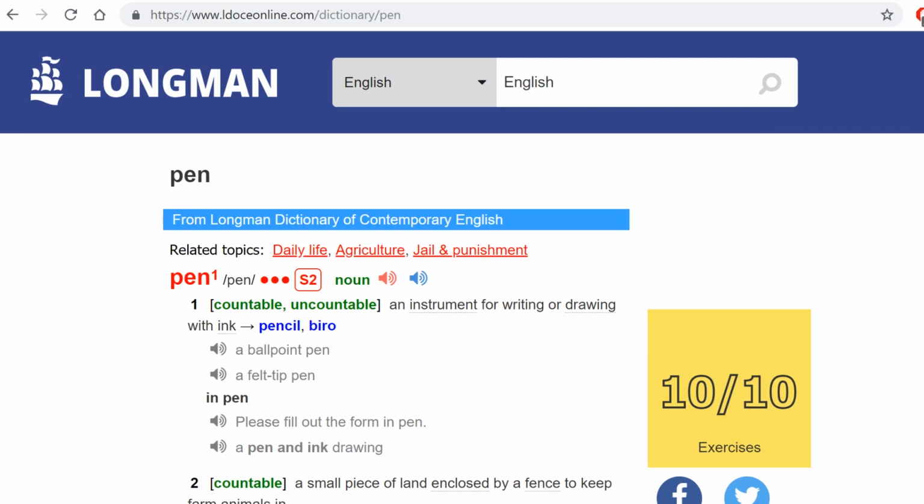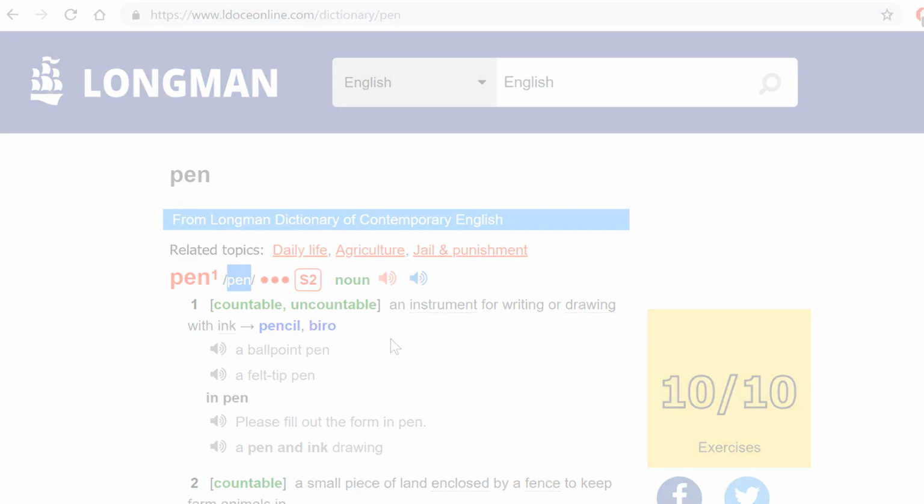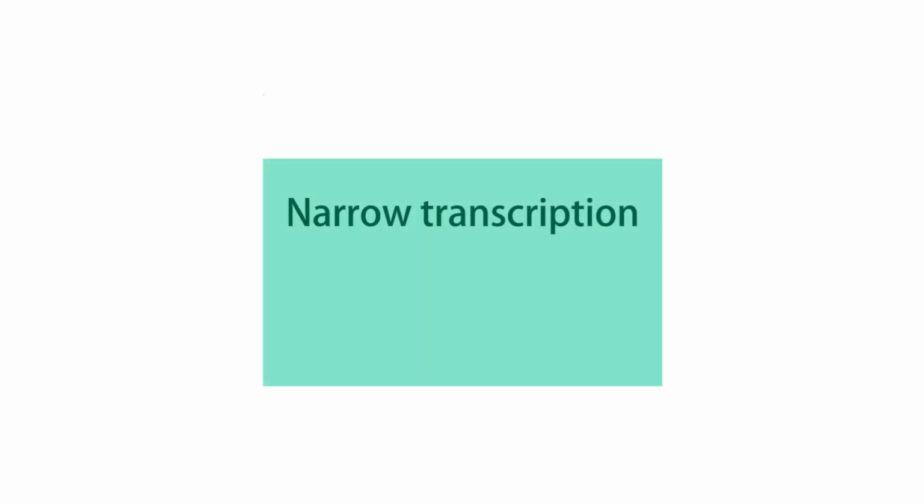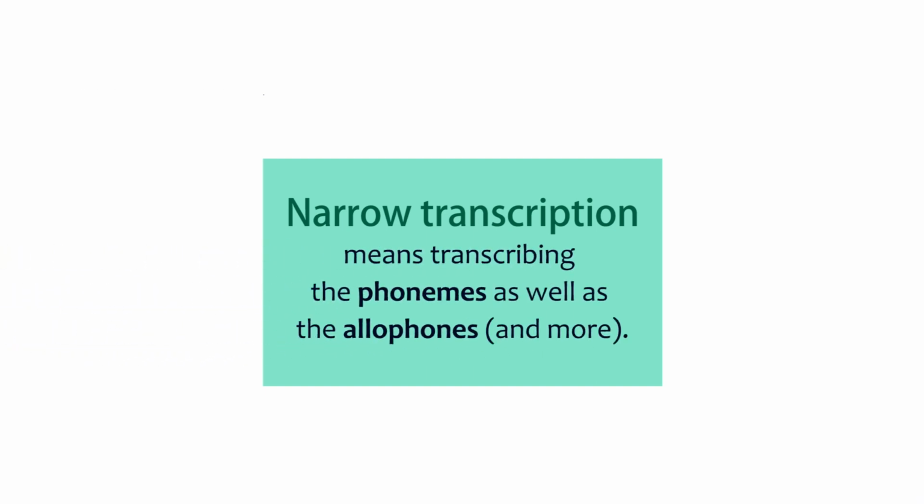First of all, in a dictionary, you wouldn't see the narrow transcription. You can only expect a phonetics text to provide you with narrow transcription. Second of all, for narrow transcription, we use square brackets. What happens in narrow transcription, I told you, narrow transcription means allophonic or more detail. So for now, let's just focus on the allophones. Gradually, we're going to provide more details.